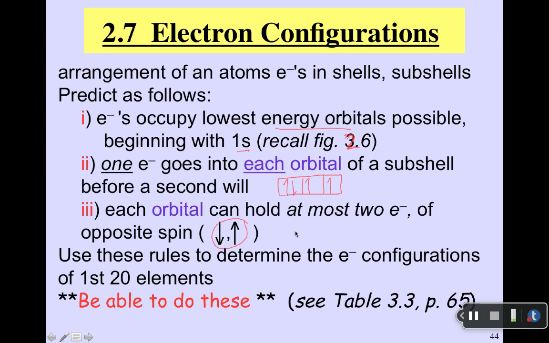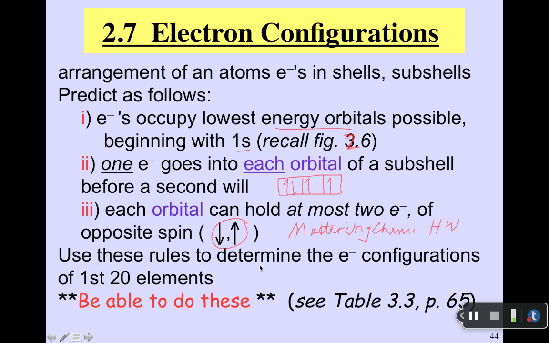Nobody's going to ask you for this on a test, but these you will need for your Mastering Chemistry homework. Please follow the examples carefully. You'll probably be able to figure them out, and if you need help, do ask. So you'll need this for those homework assignments. And then you'll use these rules to figure out the electron configurations for the first 20 elements.